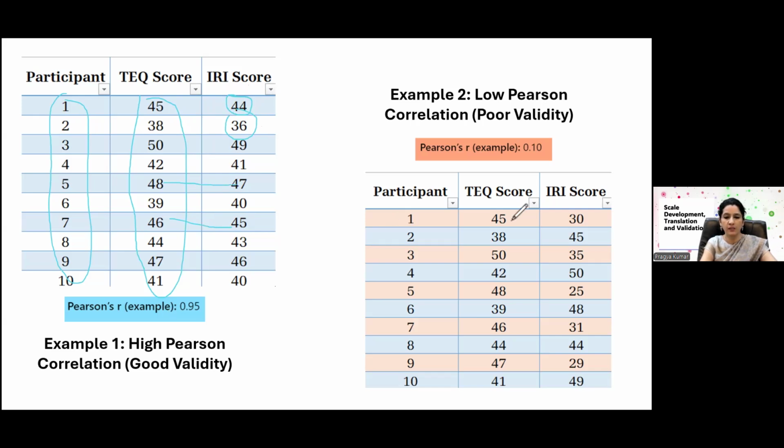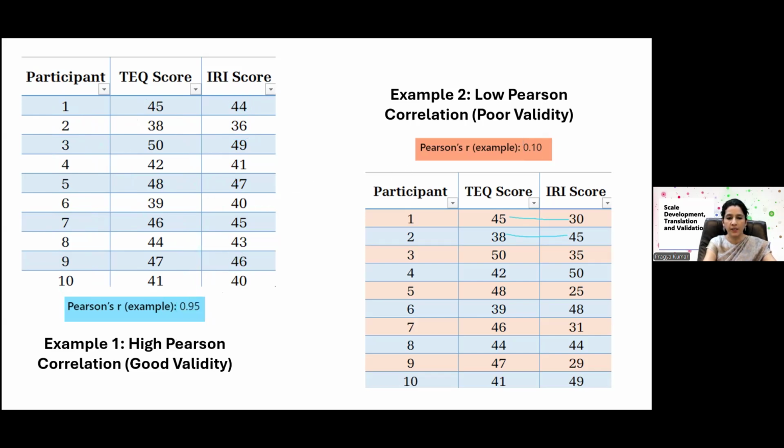If you see this, if a person scores 45 on TEQ, then on IRI it is 30. On TEQ 38, then on IRI it is 45. So the correlation coefficient is 0.1, which is a very poor correlation. Whereas here the correlation coefficient is 0.95, which is very good. Anything better than 0.7, you can consider a good correlation. And then you can say that the concurrent validity of your scale with the other standard scale is good.